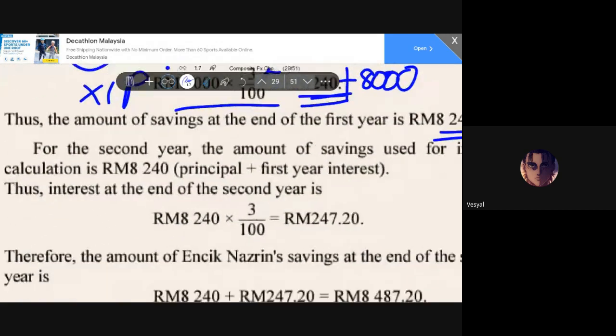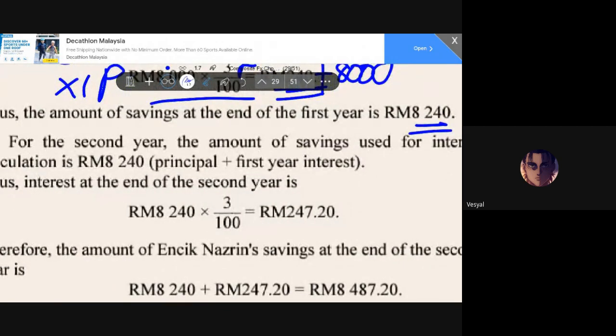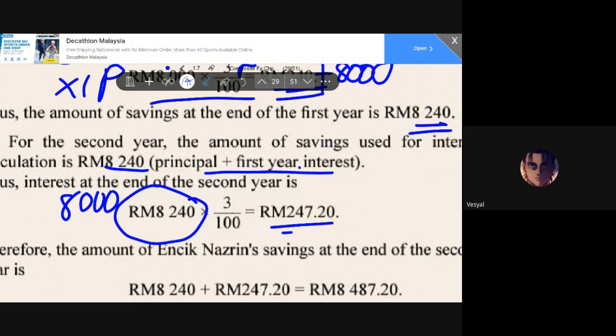So second year, now you see this is how it doubles up. The amount of saving used is 8240, which is the principal plus the first year interest. So for the second year, they're going to use this money instead of starting back with 8,000. You see this is how the money goes up, or else you will still get the same value of 240.